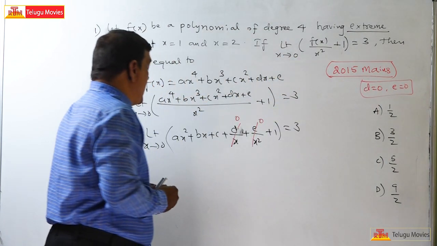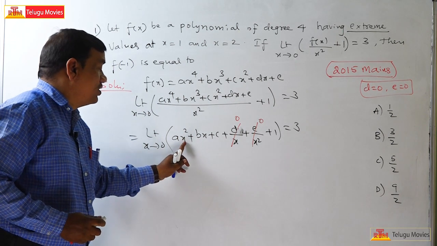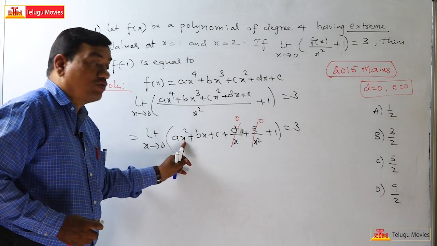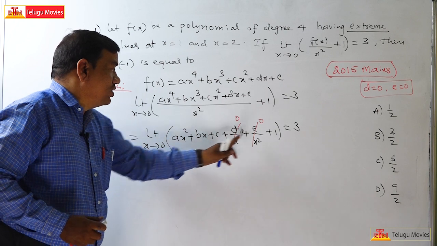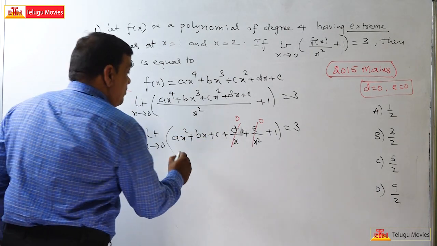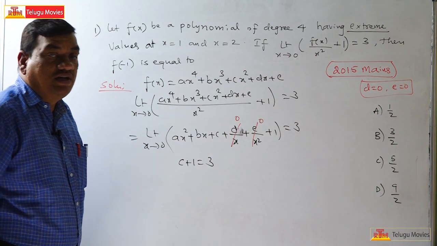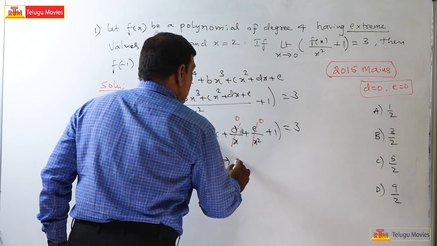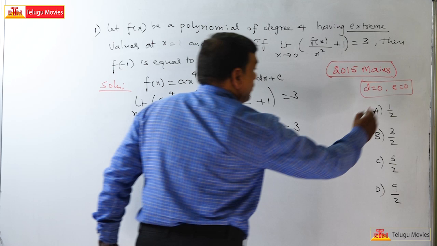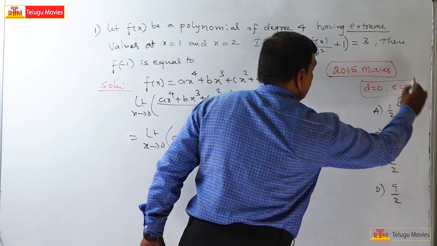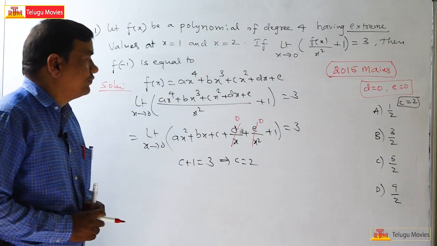Now as x tends to 0, substitute. So a into 0 square is 0, b into 0 is 0. Therefore what we will get is c plus 1 is equal to 3. C plus 1 is equal to 3 means c is equal to 2. Therefore, we got the c value also, 2.